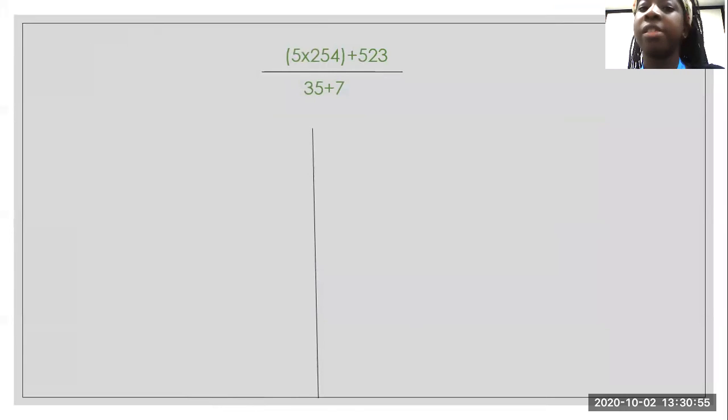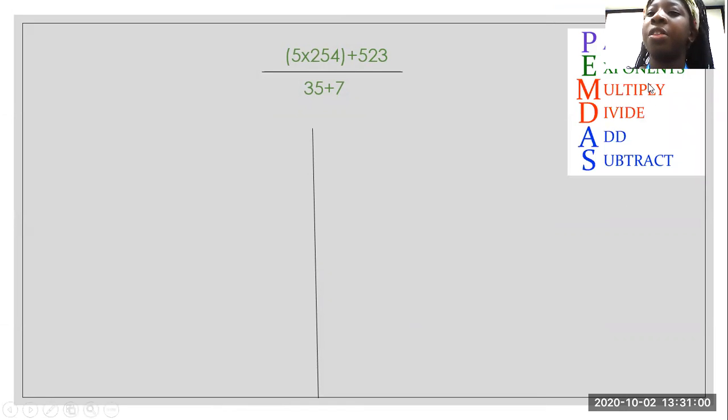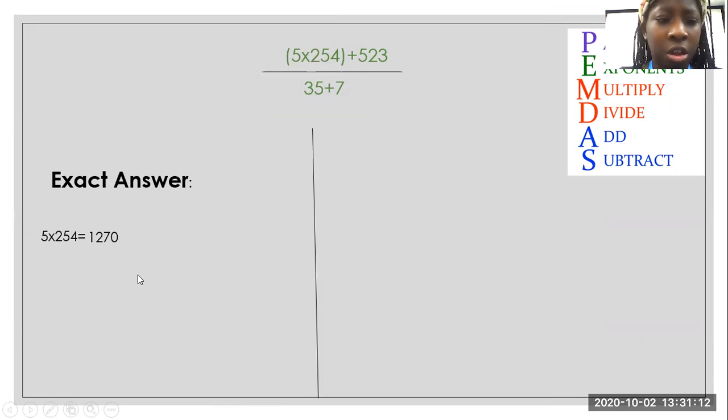Now we just do the exact same thing as we did the first time. Here go another example of what order you go to. So you do the parentheses first. So 5 times 254 first. You'll get 1,270. And then you add that by 523, which will give us 1,793. Then we got to solve our denominator, which will give us 42.